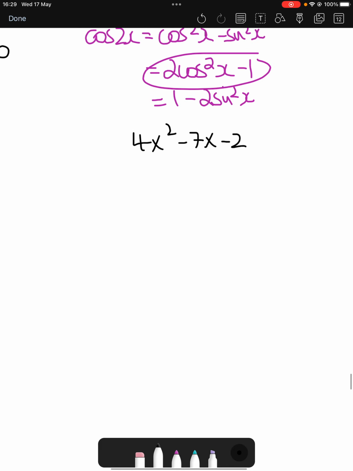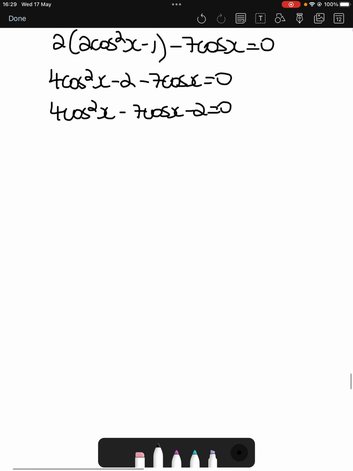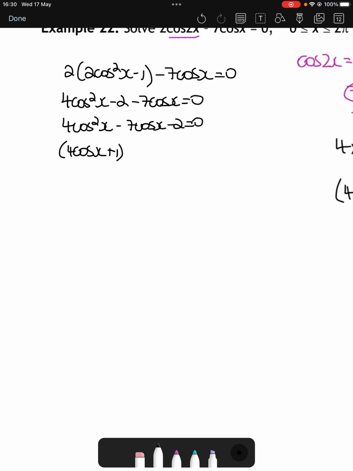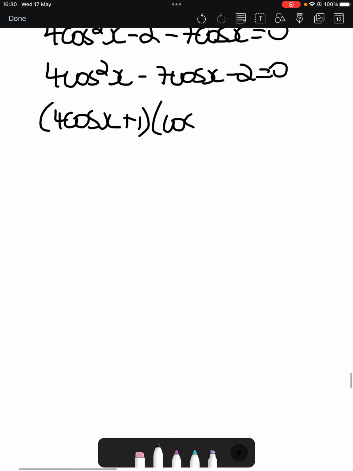Okay, you're going to do your working like last time. What we're going to get? We are going to get 4x plus 1 and x minus 2. Okay, do your working, trinomial, easy. Right, so what we have is 4 cos x plus 1, sorry, yeah, plus 1. And we have cos x minus 2.